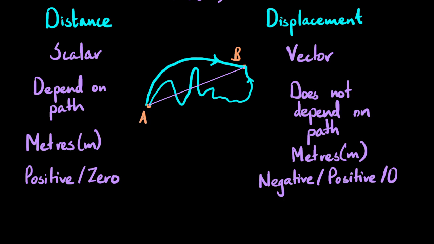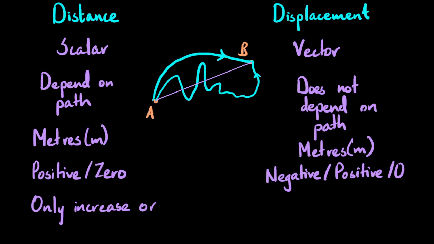Similarly, something that follows directly from this is that the distance can only increase or stay constant. So even if, for example, it traveled some distance and then it stopped moving, the distance would stay constant. Or if it starts to move, it's going to increase. It's never going to reduce.